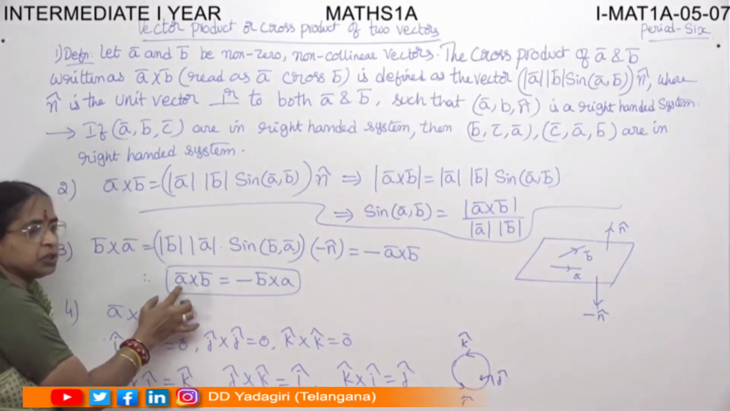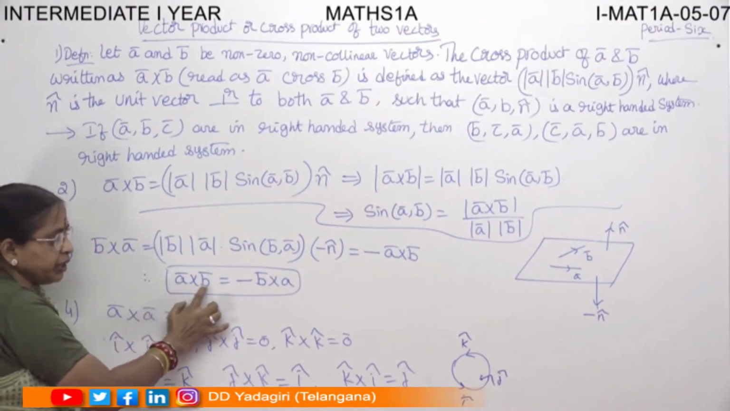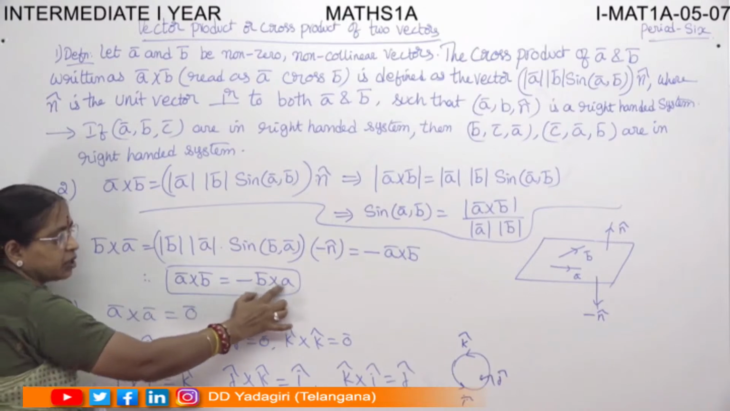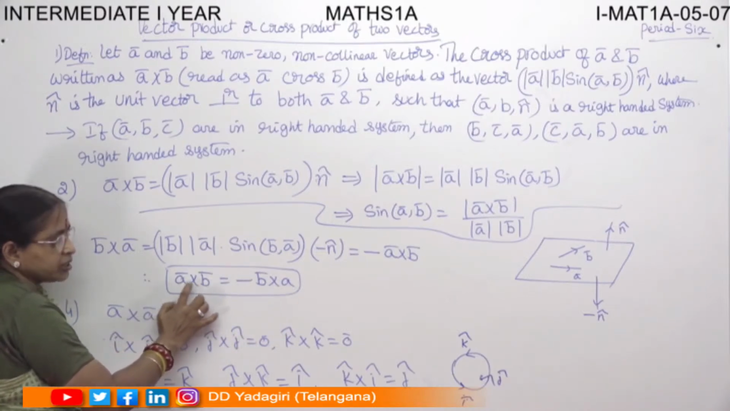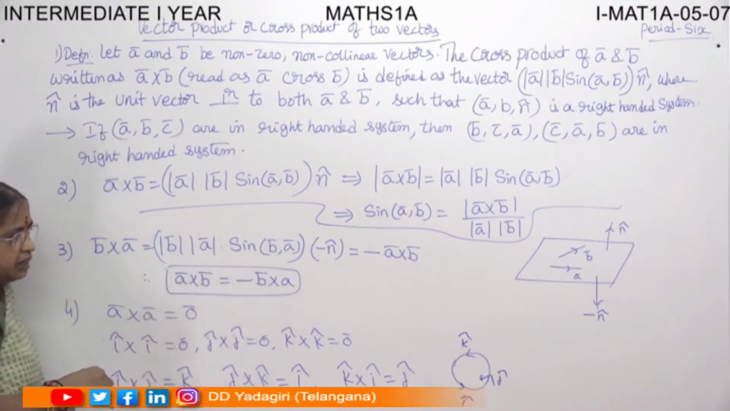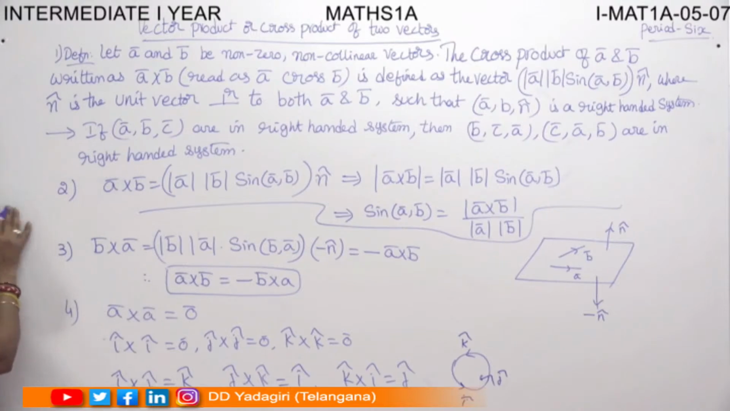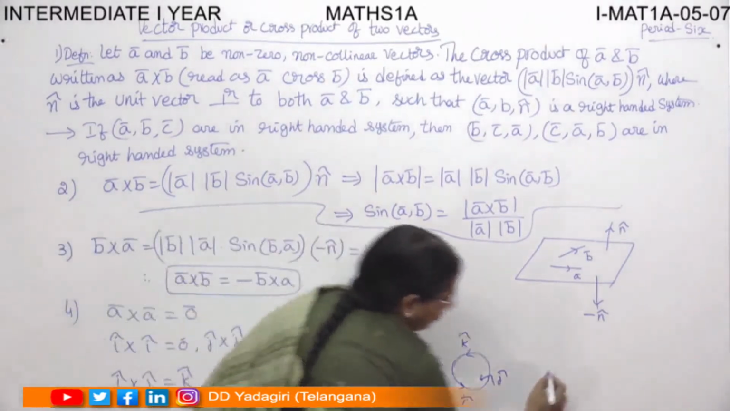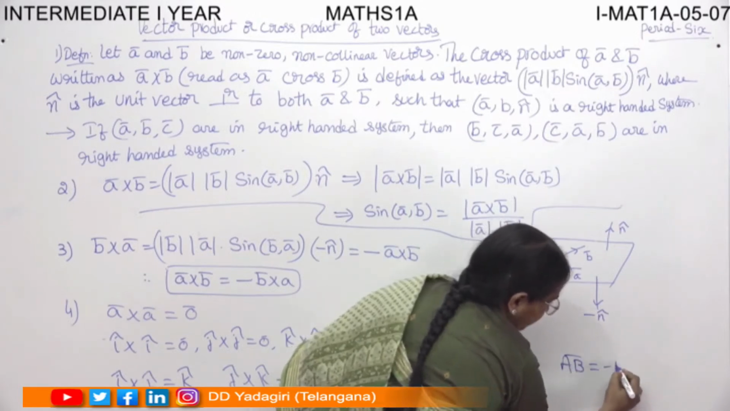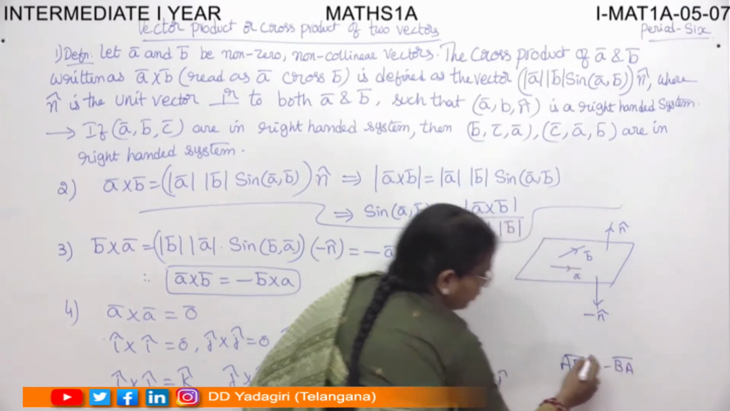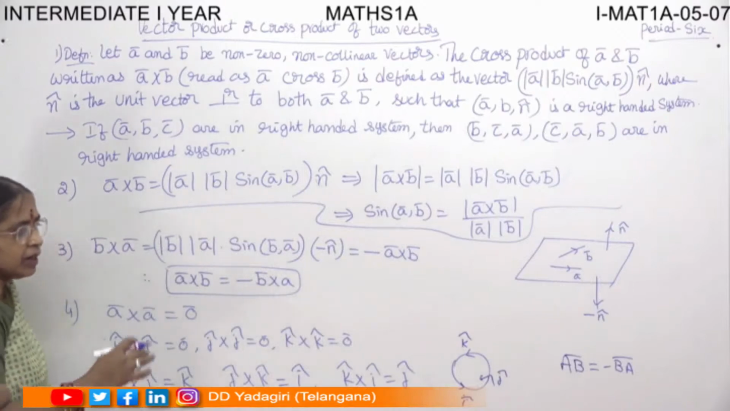The property that you should learn here is that when you interchange two vectors in the cross product, you must change the sign. If I write B cross A, I should change the sign. It is like in vectors. Suppose I have vector AB. If I interchange these two, the terminal point and initial point, we write minus BA.